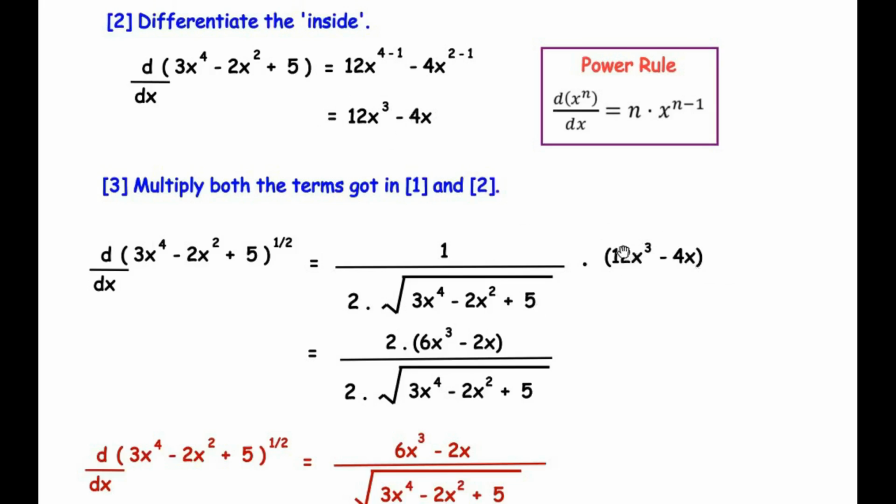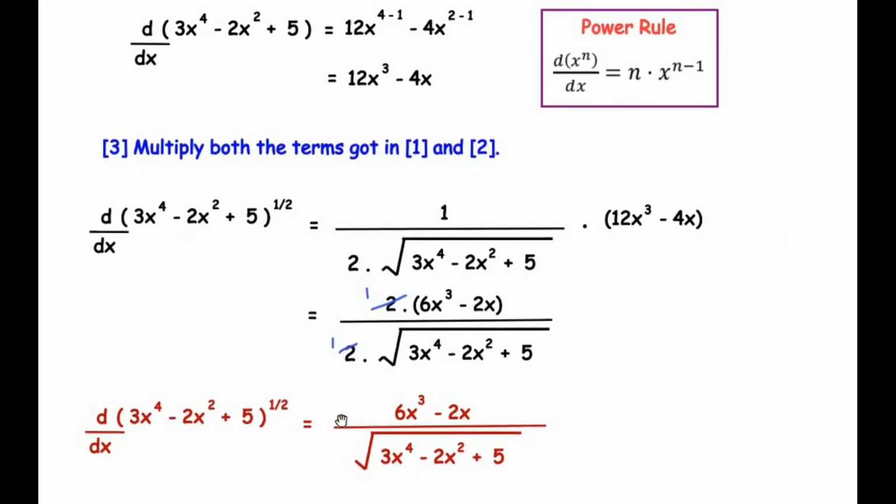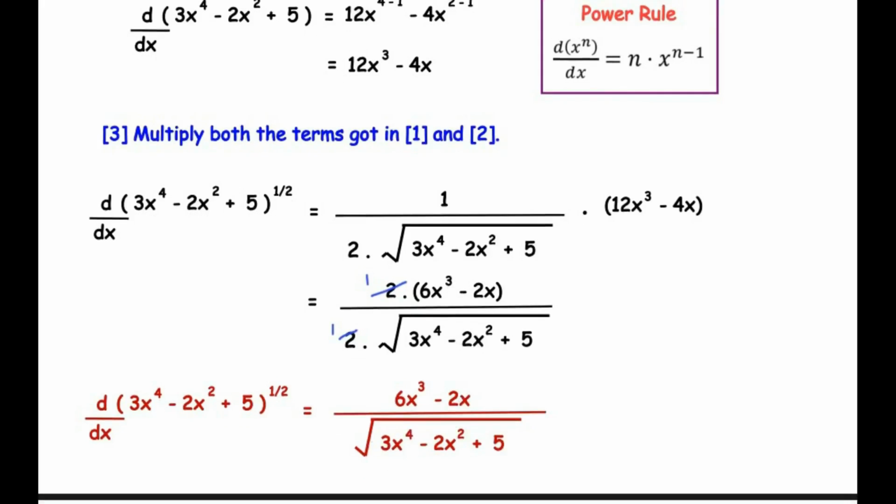Now in the next step, we have just factored this bracket. That is, we can take 2 as a common factor out. So when we take 2 as a common factor, we get this bracket as 2 times 6x to the power of 3 minus 2x. Now we did this because 2 from the numerator and 2 from the denominator can be divided. So 2 1 times is 2 and 2 1 times is 2. So the final answer is the simplified form, that is d by dx of the given square root term will be equal to 6x cube minus 2x over square root of 3x to the power of 4 minus 2x square plus 5. So this is the answer for the given function.